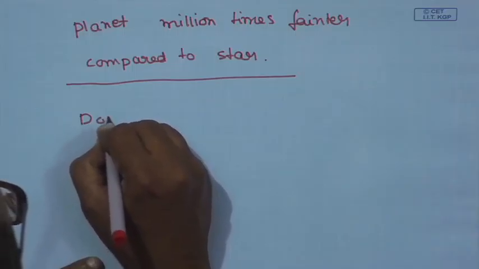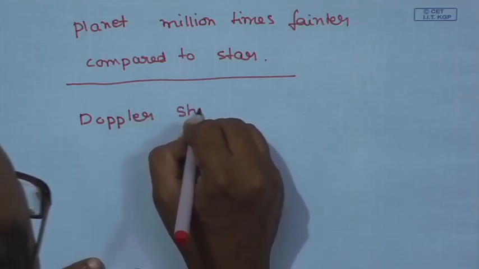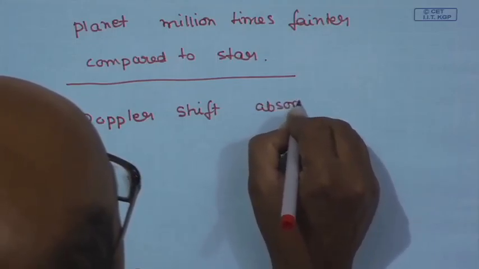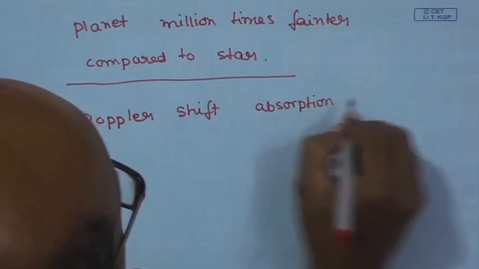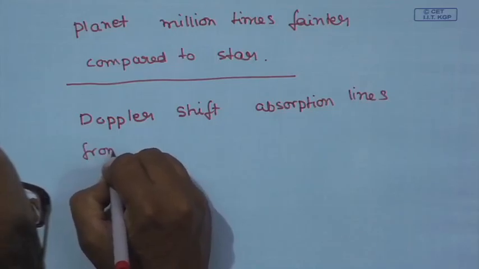Well, one of the most common techniques for discovering exoplanets is very similar to the thing that we have just been discussing. It is through the Doppler shift of the spectral lines, and here it is the Doppler shift of absorption lines from the star.